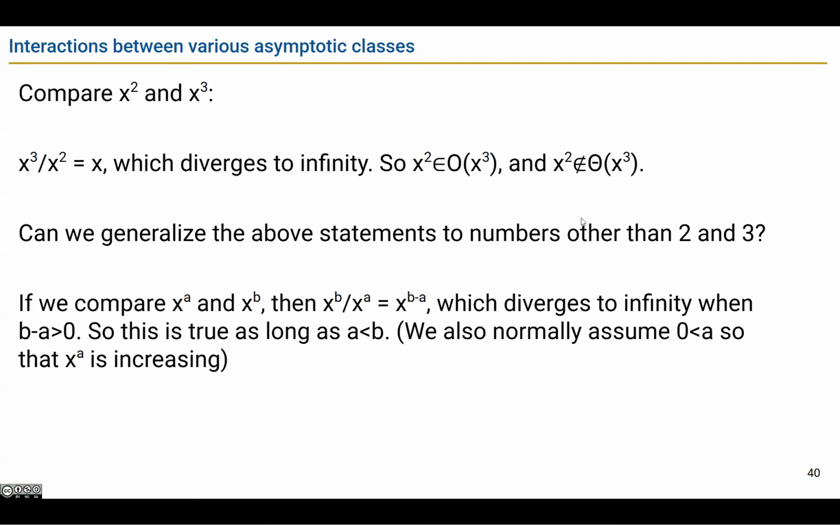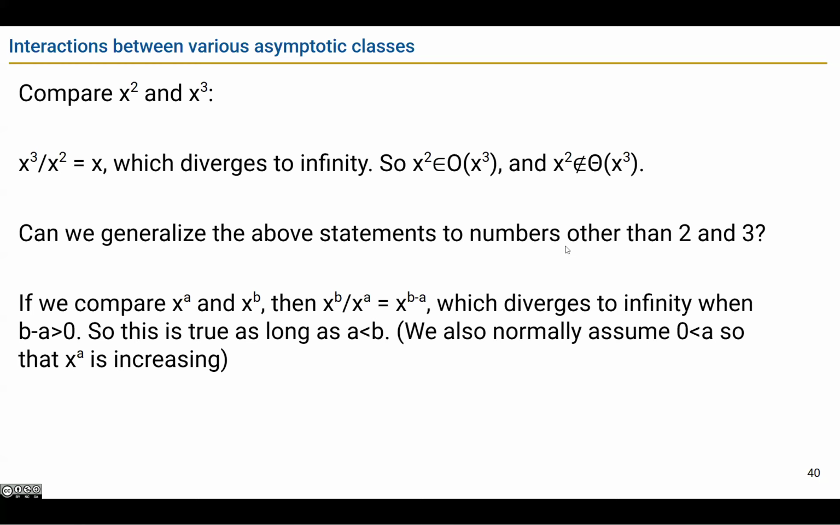If you compare x cubed and x squared and you divide them, then you get x, which is going to diverge to infinity. So you are correct that x squared is O of x cubed, but not theta of x cubed. In effect, x squared is strictly less than x cubed. And as it turns out, you can generalize this for any exponent. The larger the exponent is, the bigger the function is, and bigger exponents are always bigger than smaller exponents.